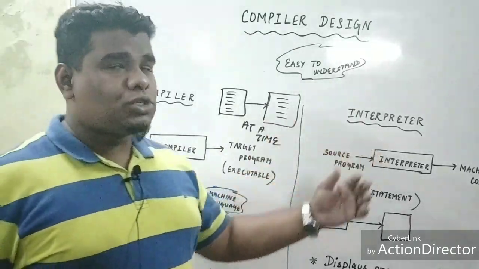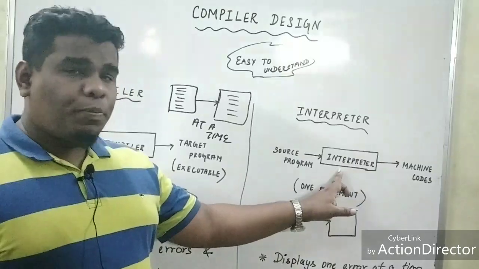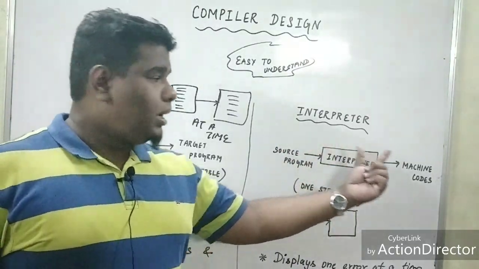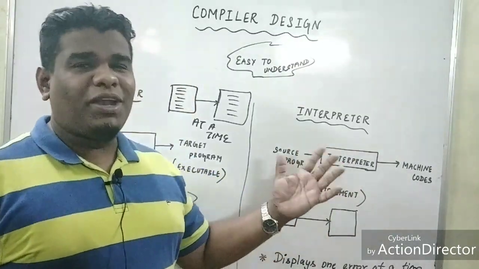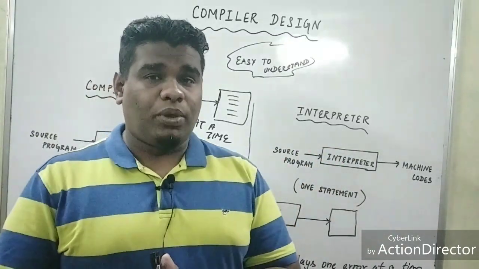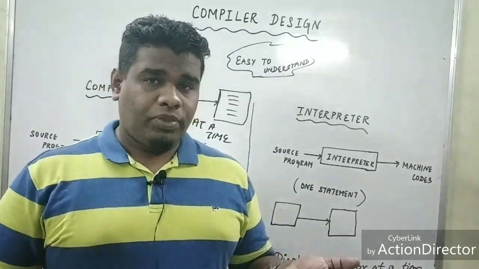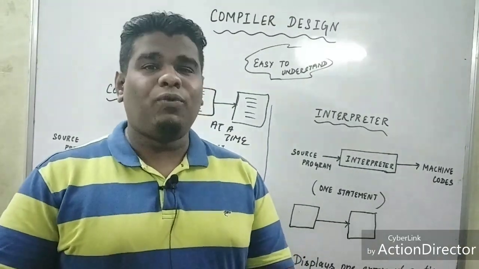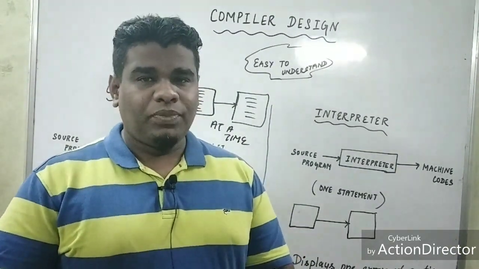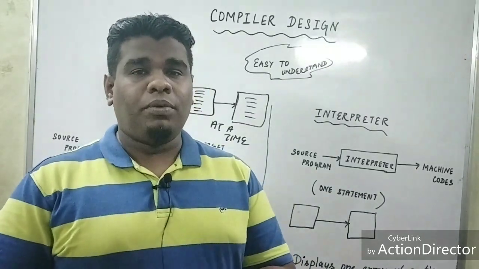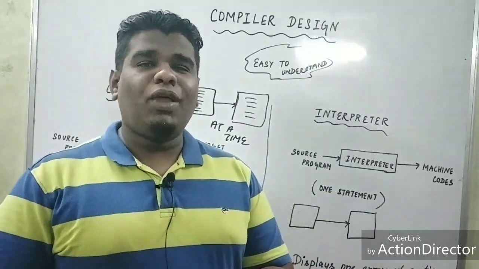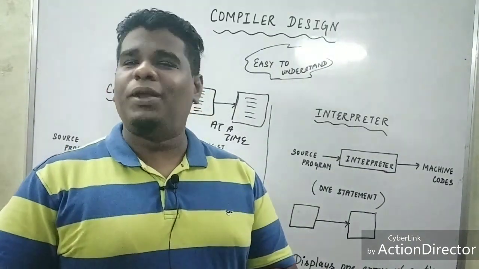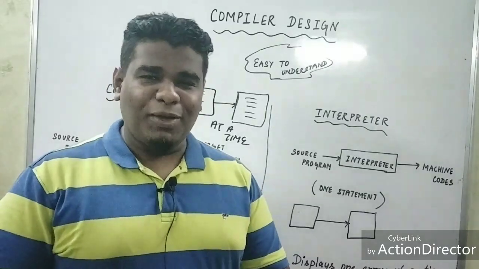And now I'll talk about the interpreter. Interpreter, it is a program that will convert the source program into the machine code one statement at a time. Let me give you a very good example about the compiler and the interpreter. For example, our Indian Prime Minister, Mr. Modi ji, if he visits Tamil Nadu and gives a speech to the Tamil Nadu people, he only speaks in Hindi, and most of the Tamil Nadu people do not understand the Hindi language.